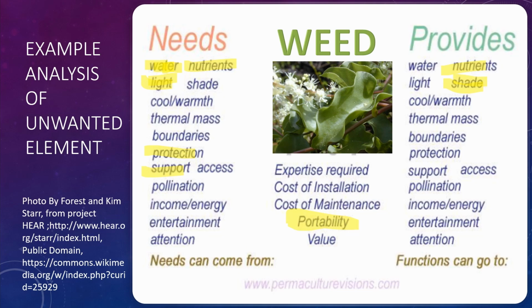This system could be used for elements that you don't want in the system. In our case, we have a weed called Madeira vine that goes up into the canopy of the forest and collapses the trees. It's an element that we don't encourage. So we have to understand, we can analyze that weed. We see it needs water, nutrients, light, protection and support. It provides some nutrients and a lot of shade, and it's very portable.